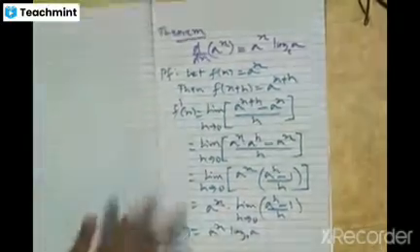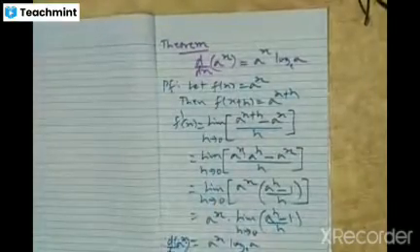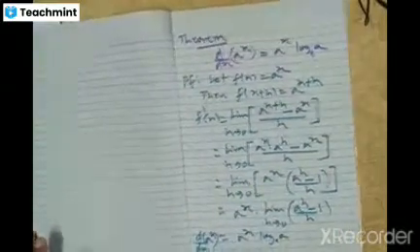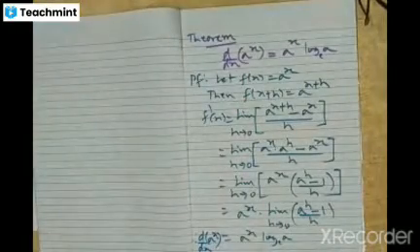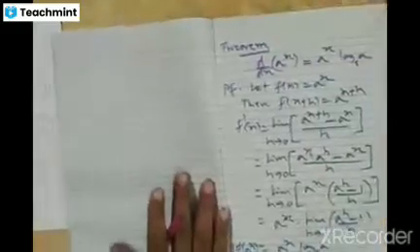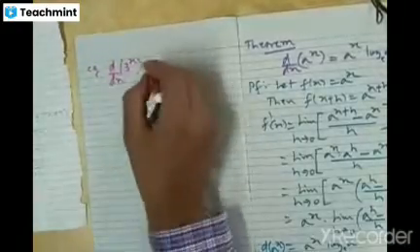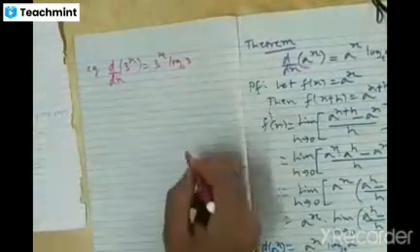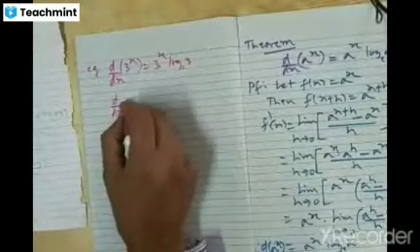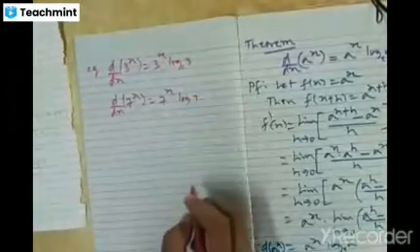Of course, you can also find the derivative of a power x by using logarithmic differentiation. I'm not going to do it. You take a power x as y, take log on both sides, simplify, differentiate, then you will get dy by dx as a power x into log a. I'm not going to do it. So for example, d by dx of 3 power x is 3 power x into log 3 to the base e. D by dx of 7 power x is 7 power x into log 7.